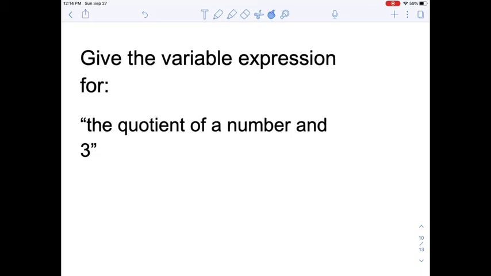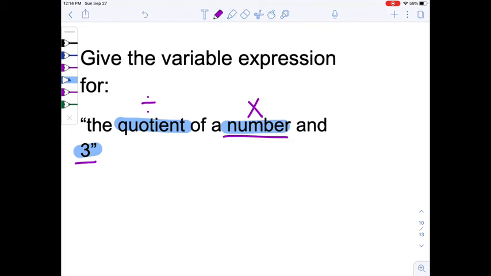This one says give the variable expression for the quotient of a number and 3. So we have our number 3. We know our number is going to be our variable of x, and quotient means division. So I'm just going to write this left to right. So we have x divided by 3, and then you circle or box your answer.